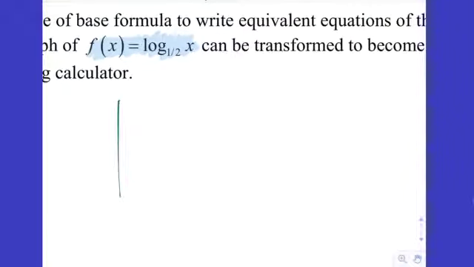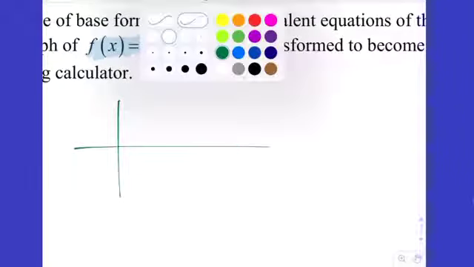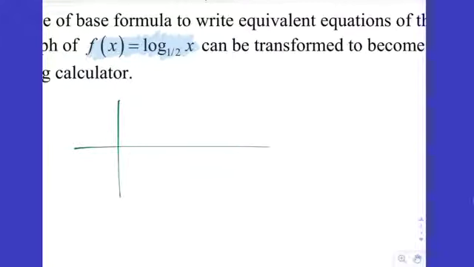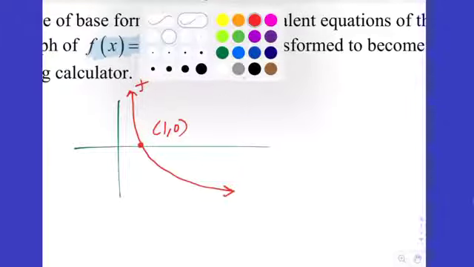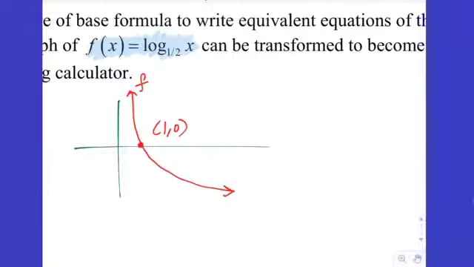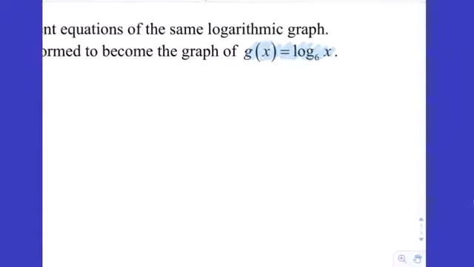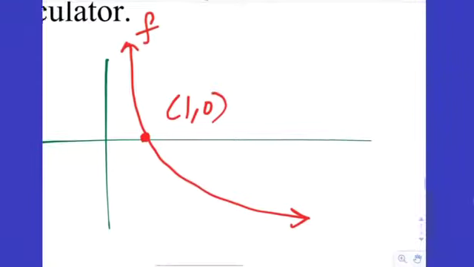Let's see. I'm going to give myself a graphical task. This is the point (1, 0). Log base 1/2 is going to look like this. That's f of x. G of x, I'll draw that one in green. It is going to be logarithmic growth, base 6.